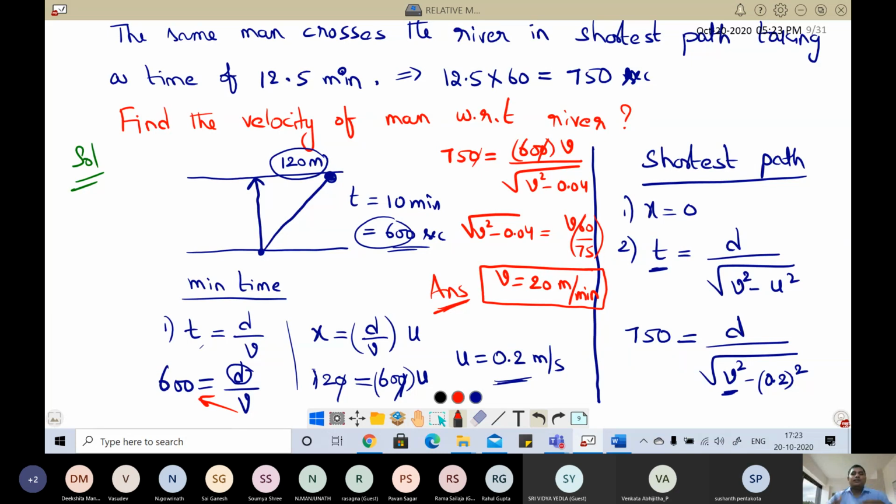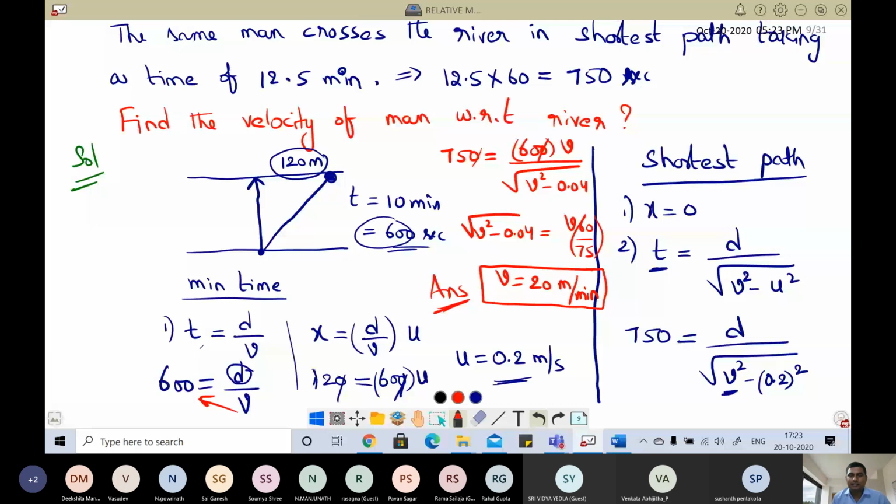Anyway, this is a very nice problem containing both cases, that is the shortest path and also the shortest time. Okay, so what is the time now? 5:23. Okay, so I just want to finish. So I hope you understood this method.